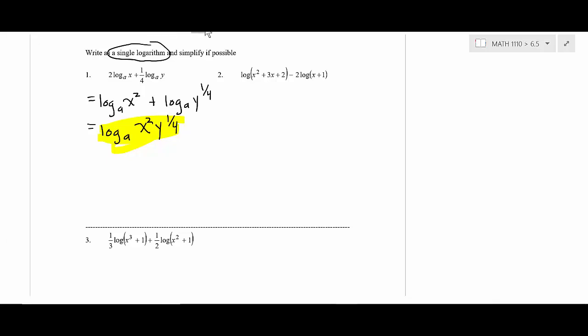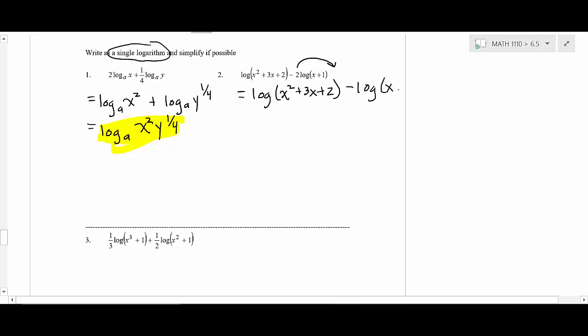Okay, all right. You always got to do these in the right order. On number 2, what do you think the first thing is that I should do? Yeah, move the 2 up to the exponent. Right. Anytime you have a number in front of the log, you need to go ahead and put that up in the exponent before you put it together. So that's going to be the log of x squared plus 3x plus 2 minus the log of x plus 1 to the second. All right, how do I put those together in one log? Because it's minus, what do I do? Log of a fraction, right, good.